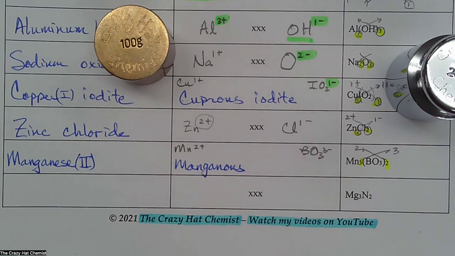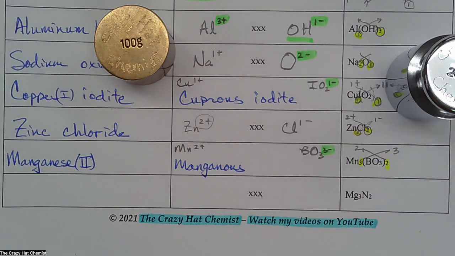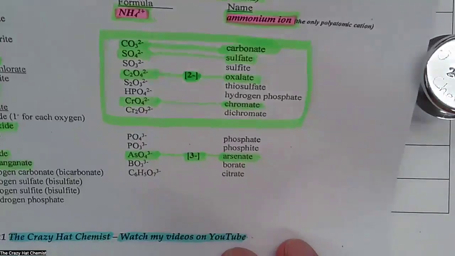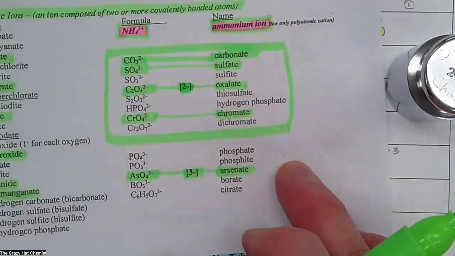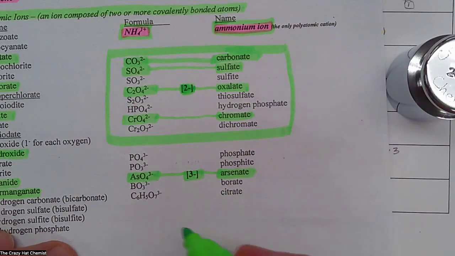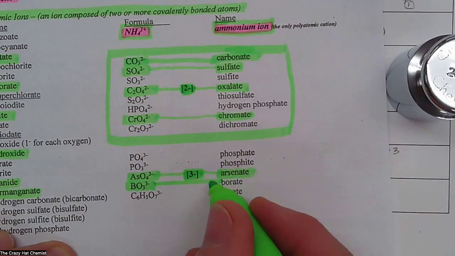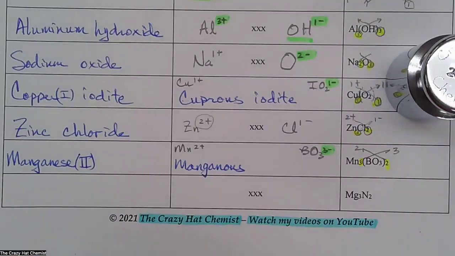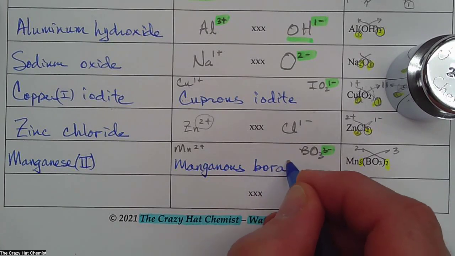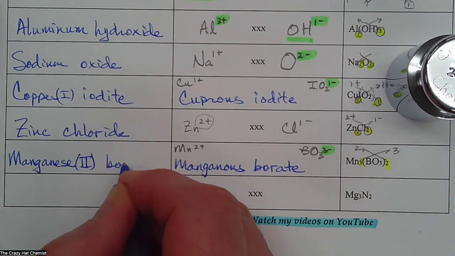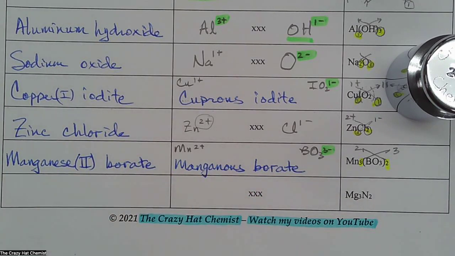And then now I need to find this polyatomic ion that's in the 3 minus category. So I'm going to look in the 3 minus category, and I'm going to find this polyatomic ion, BO3, in the 3 minus category, and that is called what? Borate. That's right. Borate. Perfect. Now I have one more to do.